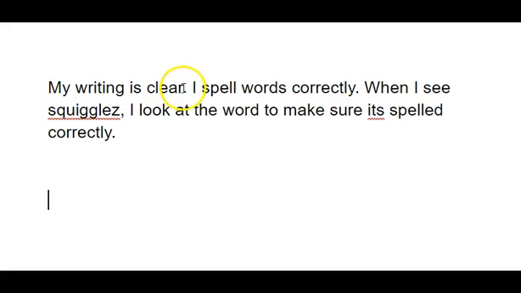One last point about your learning journal. Your writing should be clear. You should start sentences with capital letters. You should spell words correctly. And if you see squiggles, like this one here, you should look at the word to make sure that it is spelled correctly. And this "its" is squiggled because that's the way you say plural, possessive "its."